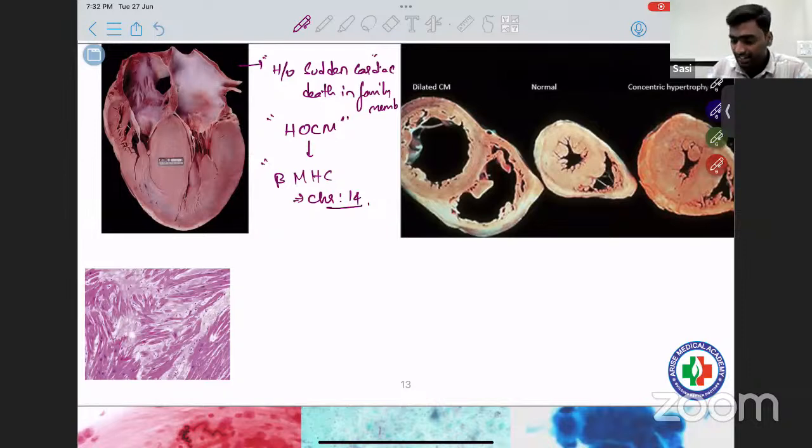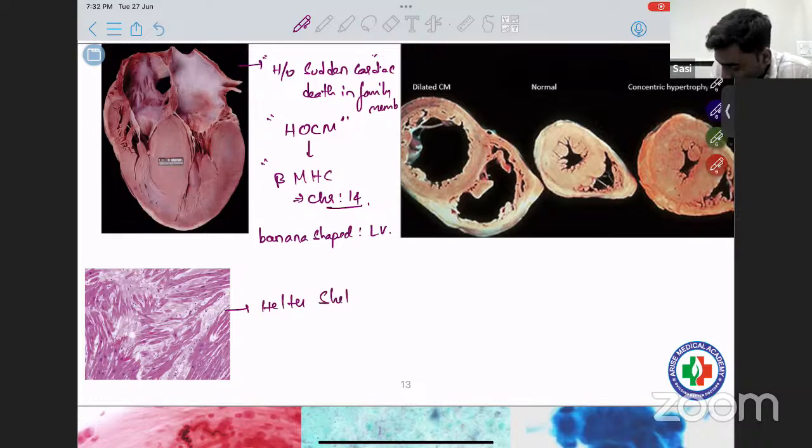Remember, in the case of HOCM, you'll be able to see this banana shape, which is a food. So banana-shaped left ventricle is seen in a case of HOCM. And shelter, in the case of microscopy, you will see this helter-shelter appearance, helter-shelter appearance of the cardiac fibers. Okay, you just remember these two things.